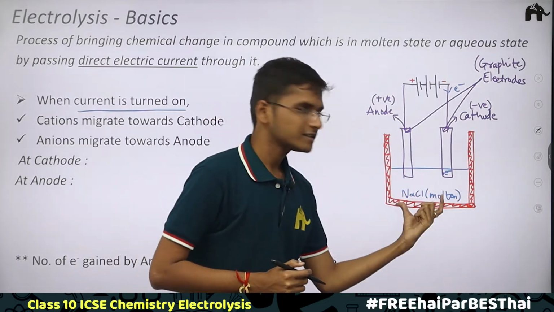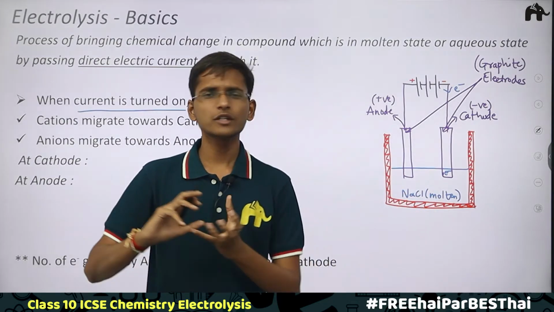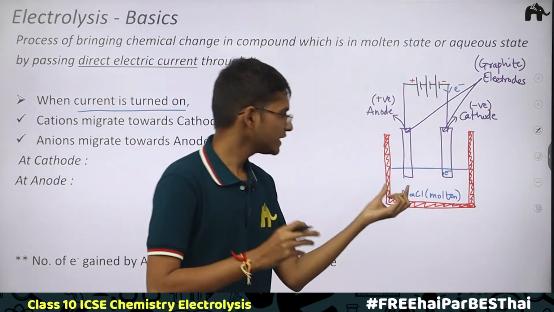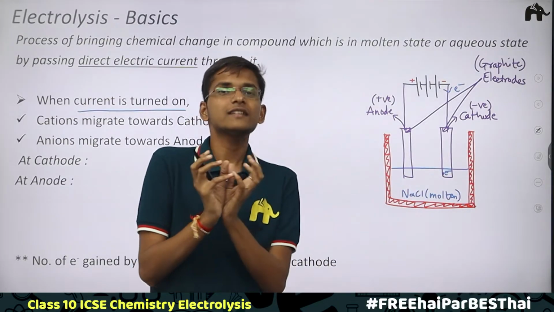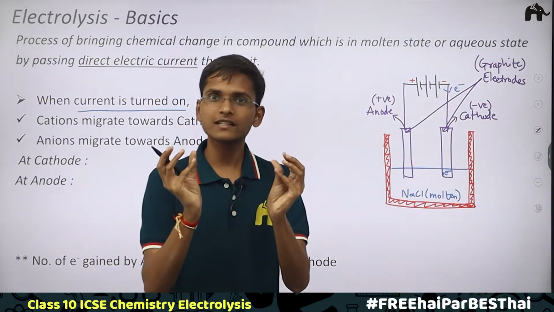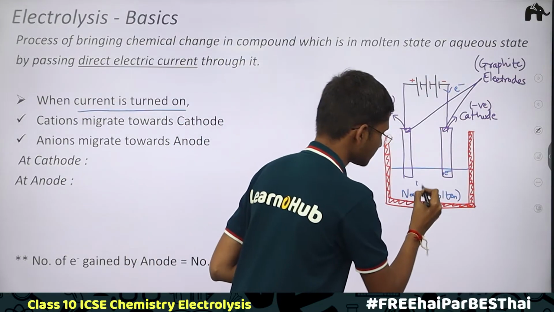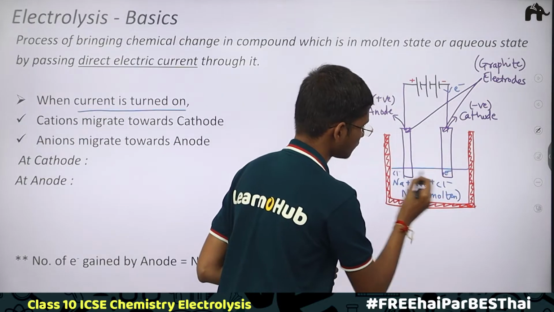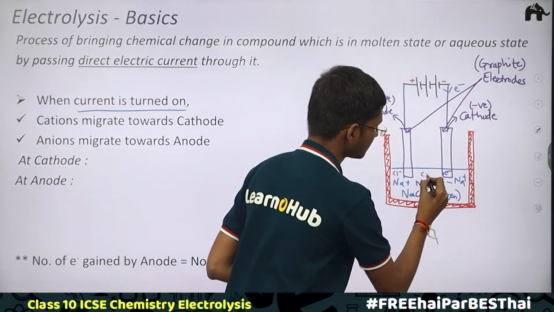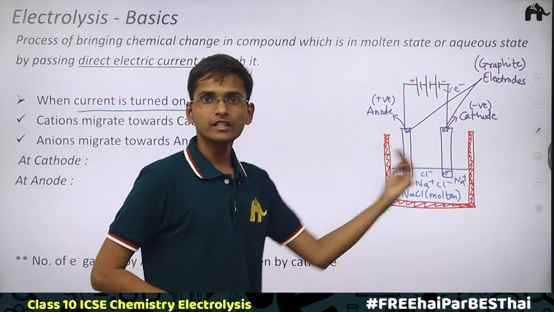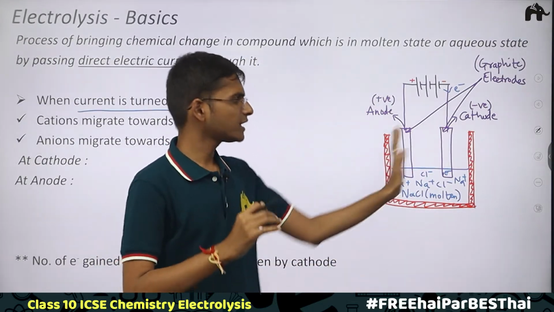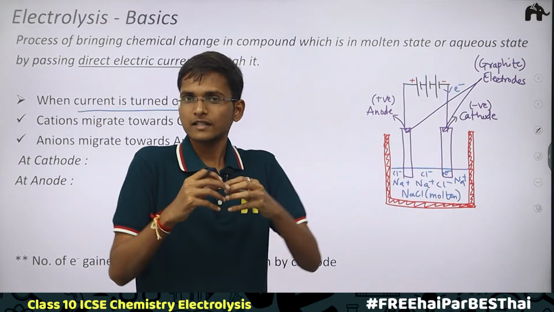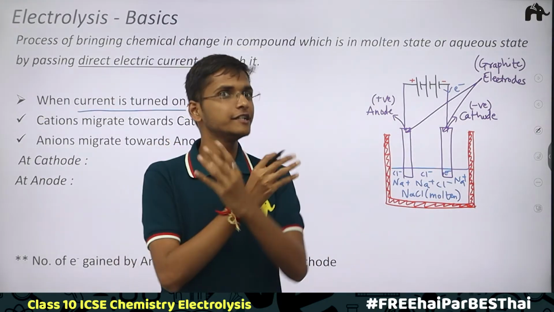We know that ionic compounds in their molten state dissociate into their ions, right? So this NaCl also doesn't remain NaCl. It just becomes Na+ and Cl-. Clear? So in this molten NaCl, what is present now? Na+ ions and Cl- ions are present. Okay, and they are separated, right? So they are now free to move.